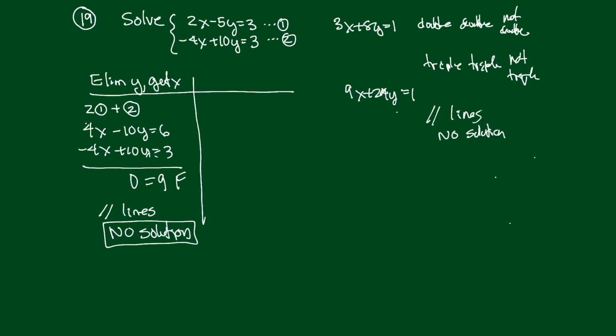So sometimes right up front you can recognize that there's going to be no solution if you get the same multiple on the left, but a different one on the right.